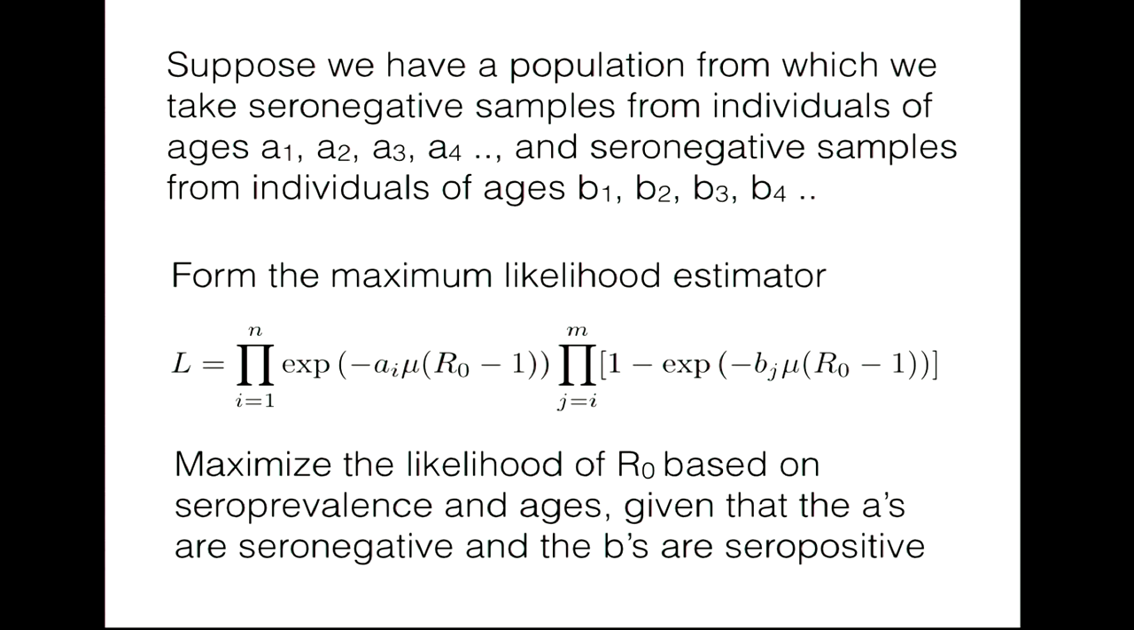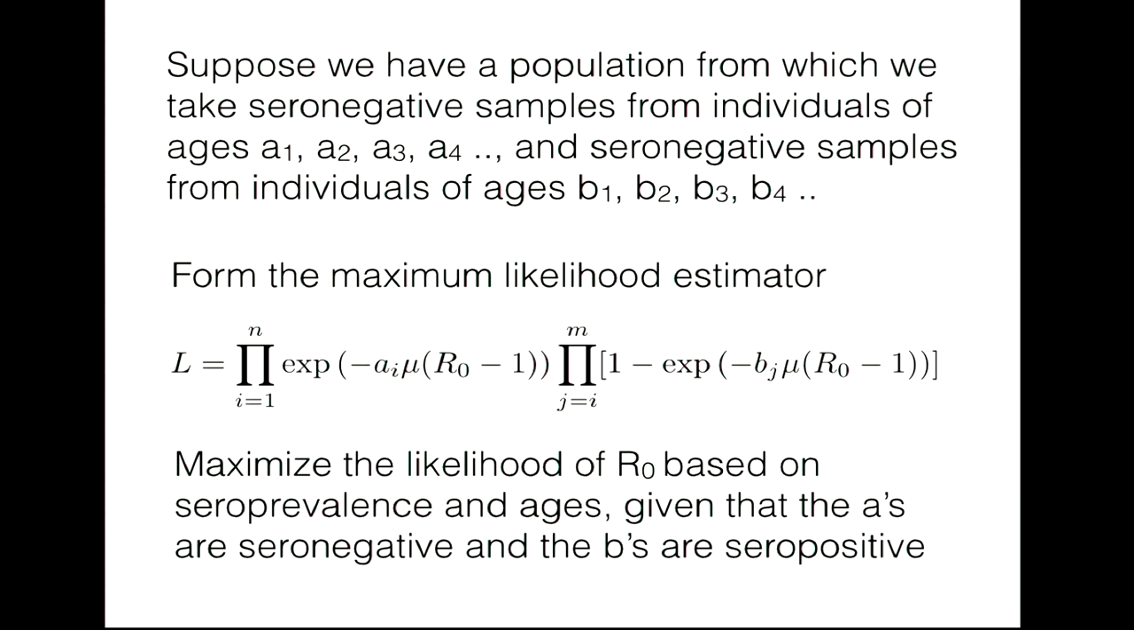So once I have that, this is a product of the probabilities, which is the likelihood of making that particular measurement, where you have a certain number of A's who register seropositive and a certain number of B's who register seronegative. So now the question is, there is one parameter here, which is R0. What is the best value of R0 that maximizes the likelihood?